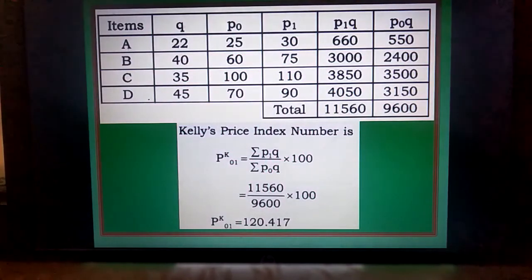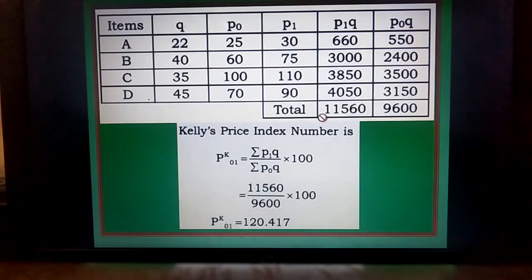So here are the calculations shown in terms of a statistical table. Q was given, P0 was given, P1 was given. Only we needed, based on the formula, P1Q and P0Q. How to calculate, you know already. P1Q is nothing but 30 multiplied by 22, which is equal to 630. That way this column P1 and this column Q has to be calculated. Similarly P0Q, when you calculate P0 and then Q, 22 multiplied by 25, 550, 40 multiplied by 60, 2400. In a similar way calculate the remaining also.